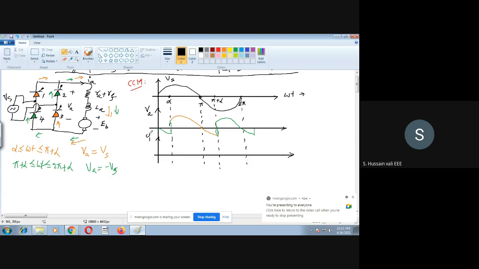So the current waveform IA here is a continuous conduction. So you will find out this thing, that as it is a continuous conduction, something like this you will find out. You will find out like this. Okay. So we'll go ahead with this.